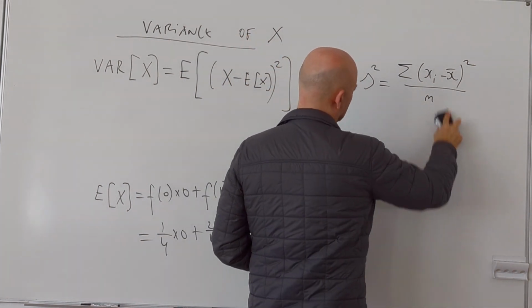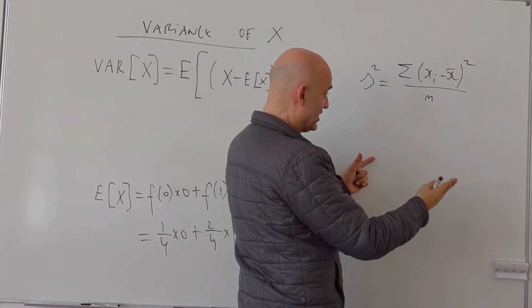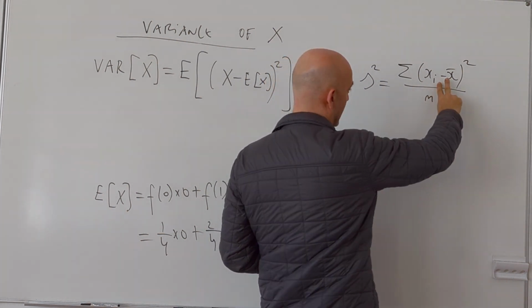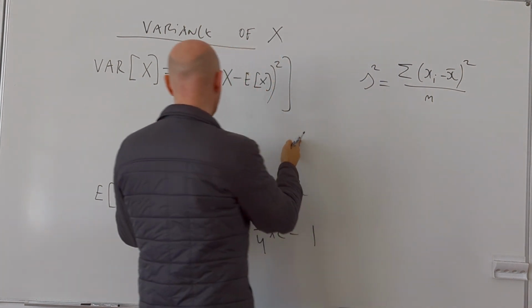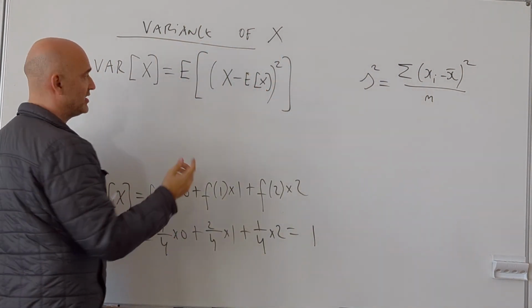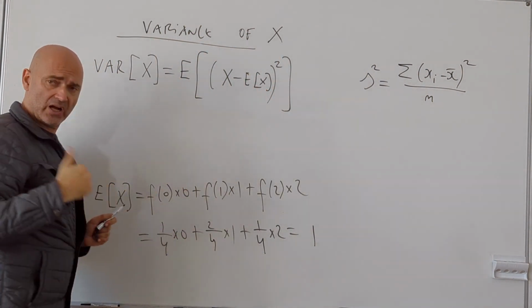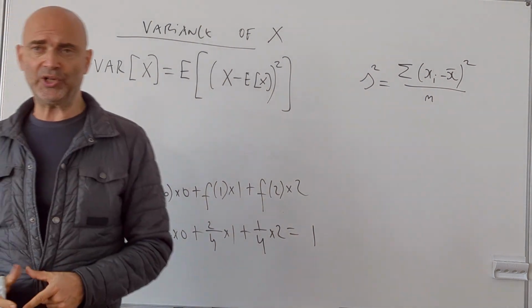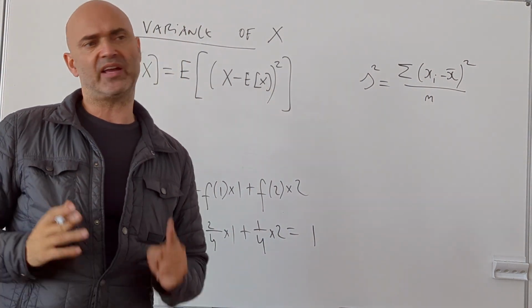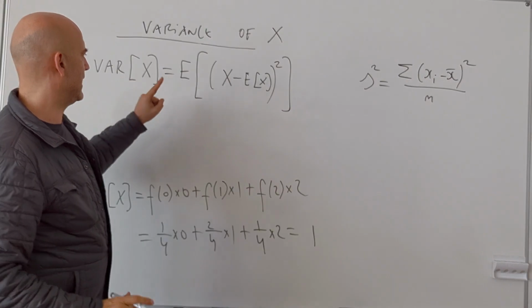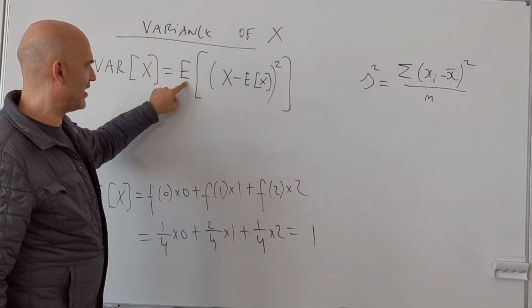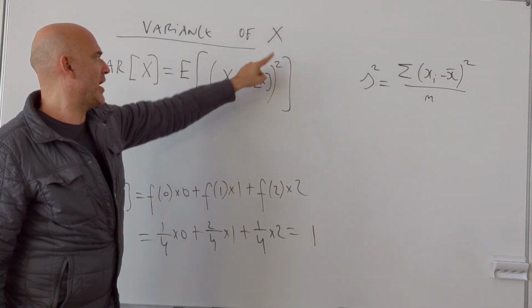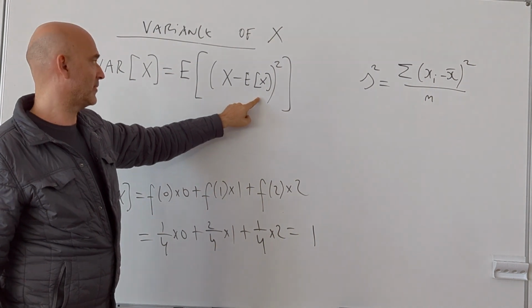But we are doing what here? It's a mean of what? Of the squared deviations. And here what we have? It's not a mean, but it's an expected value. We can also call mean instead of expected value. But I'm denoting here expected value of the squared deviation.